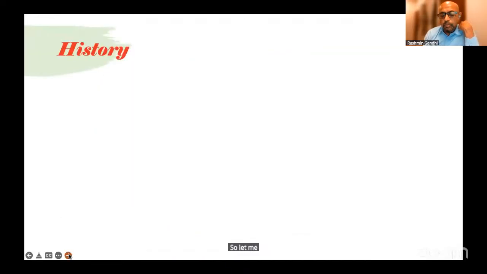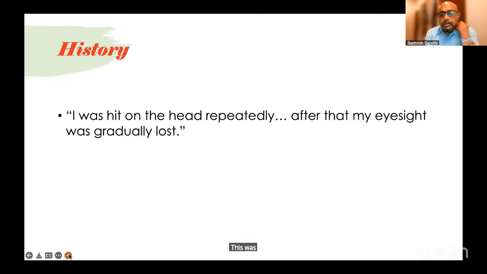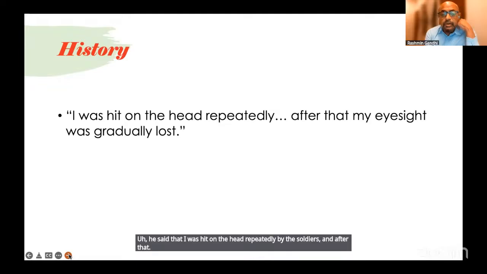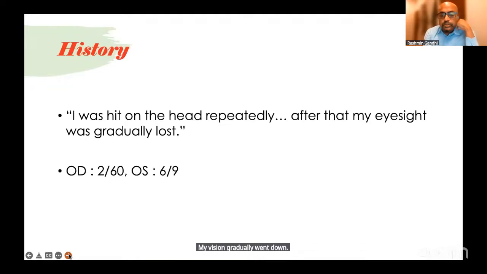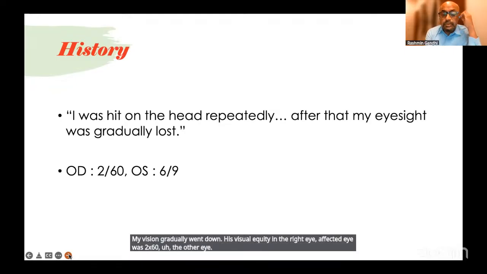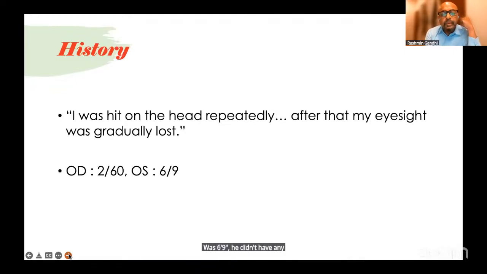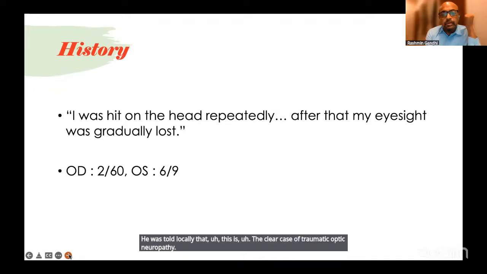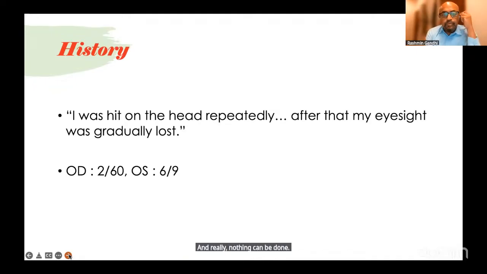So let me give you, and these are all real life cases. This was a patient who actually traveled from Iraq for a second opinion. He said that I was hit on the head repeatedly by the soldiers, and after that, my vision gradually went down. His visual acuity in the right eye, the affected eye, was 2/60. The other eye was 6/9. He didn't have any problem in the other eye. He was told locally that this is a clear case of traumatic optic neuropathy, and really nothing can be done. So he came for the second opinion.